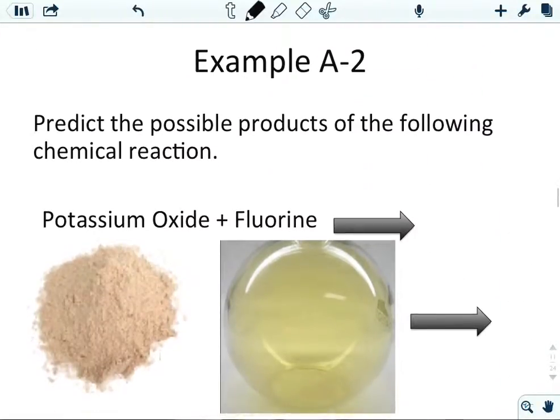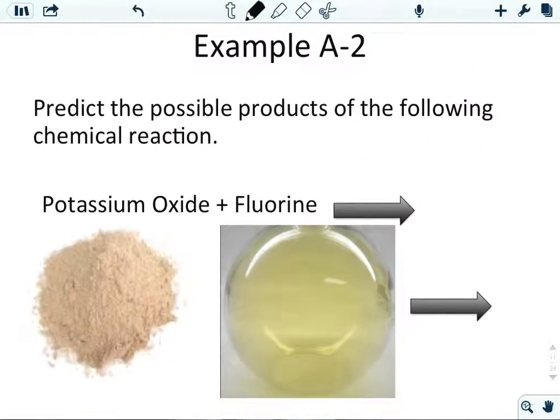Looking at the next example, it says predict the possible products of the following chemical reaction. So we have potassium oxide plus our fluorine. So we have a compound plus fluorine, which is an element. Well, compound plus an element, we're going to have a single replacement reaction. So when we're looking at this, remember, like replaces like. So fluorine is a nonmetal. It's going to replace the nonmetal in potassium oxide. So that fluorine will replace that oxygen.